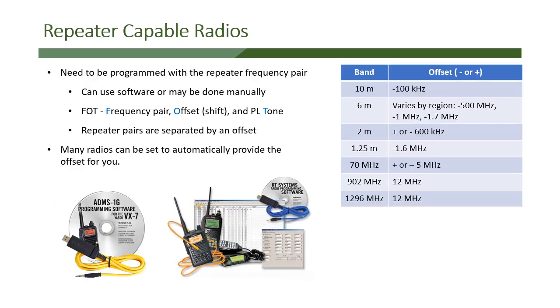Now, when you have a repeater capable radio, you have to be able to program it with all the different things, which is the frequency pair, the offset, and the PL tone. So you can do this manually or you can use software. However, I highly recommend you always know how to do it manually because there are times when you need to switch to a different repeater or change something during a certain situation.